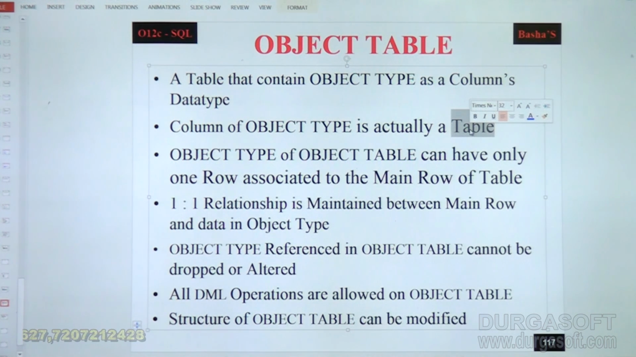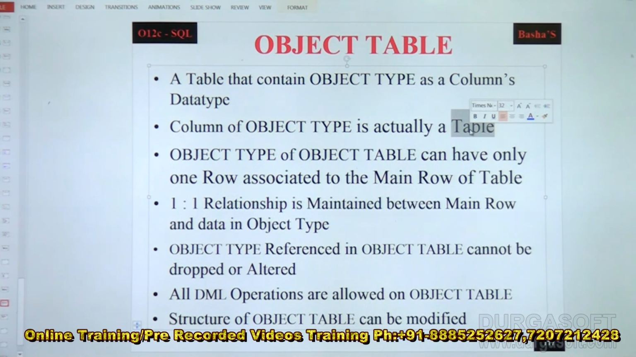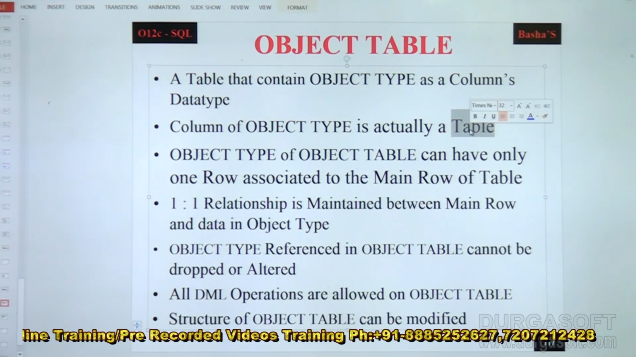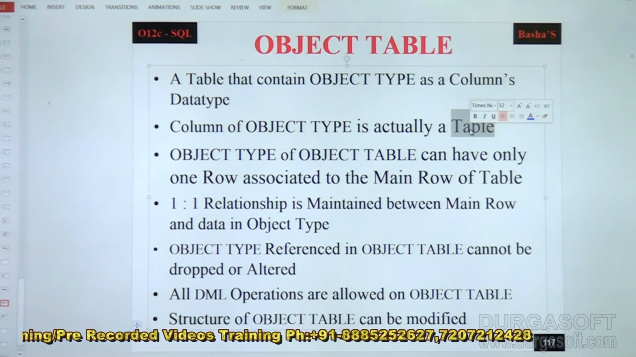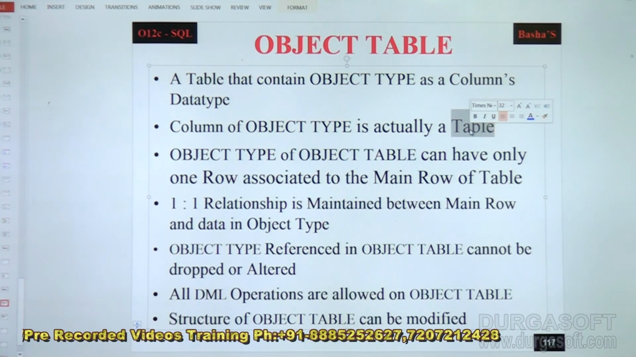Structure of the object table can be modified. We can modify the structure of the object table, not the object type. We can add columns or drop columns, change the data type for the other columns which are not defined as object type, but object table can be modified.